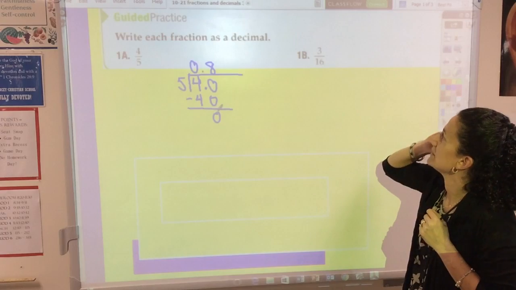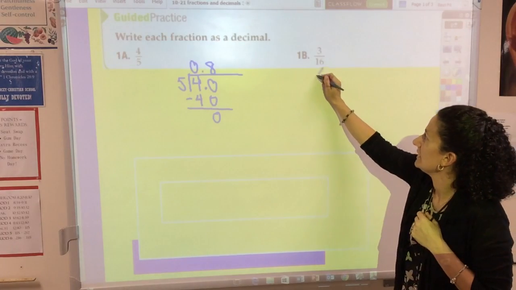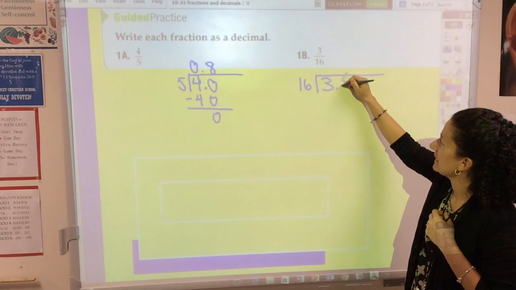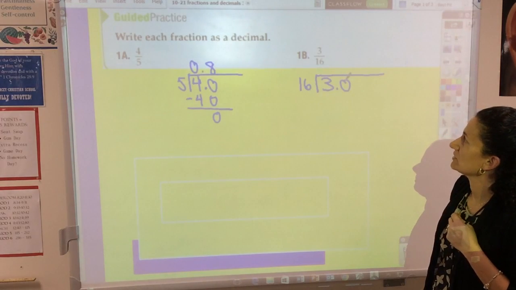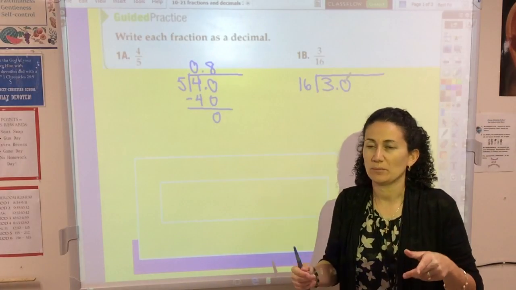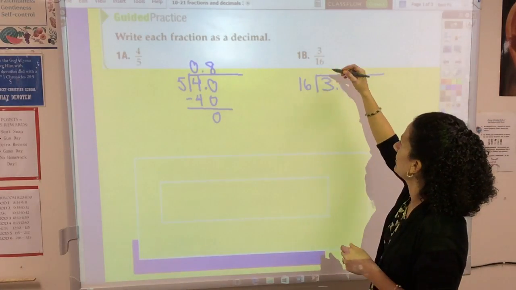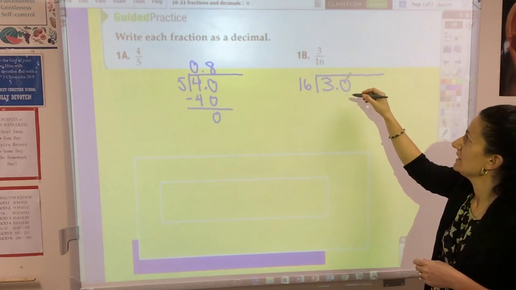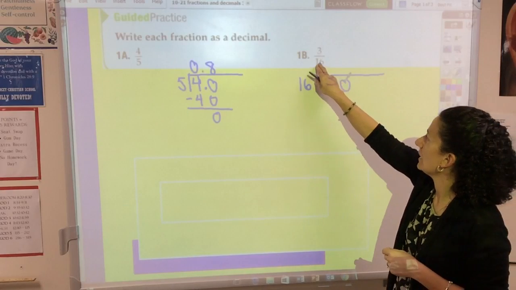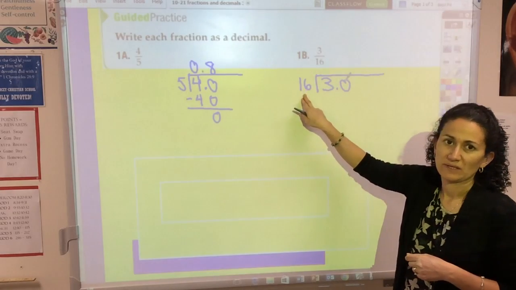All right, this one's a little bit different, a little bit harder. So 3 divided by 16. One of the most common mistakes when turning a fraction to a decimal is kids divide the wrong numbers. So they end up putting the denominator on the inside. So remember, the numerator becomes your dividend. The denominator becomes your divisor.